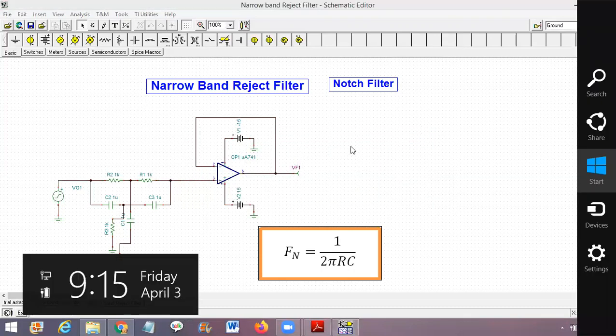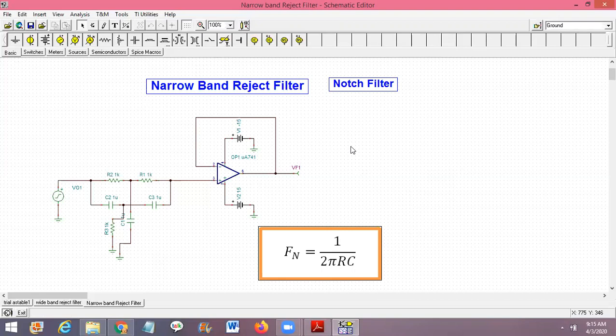Okay. So basically, what is meant by a narrow band reject filter? A narrow band reject filter is also known as a notch filter. Notch filter means it will reject only one band, one range of frequency. Suppose I say 60 hertz, that 60 hertz frequency will be rejected. The rest of the frequencies will be allowed. Suppose I say 1 kilohertz, I want to notch 1 kilohertz. Then only the 1 kilohertz frequency will be removed. The rest of the frequencies will be allowed.